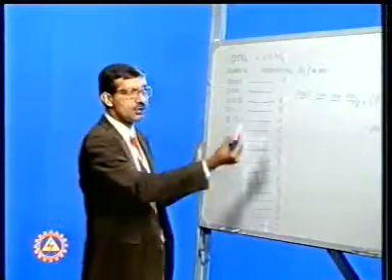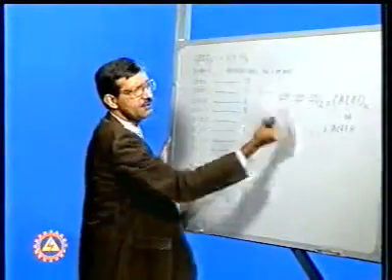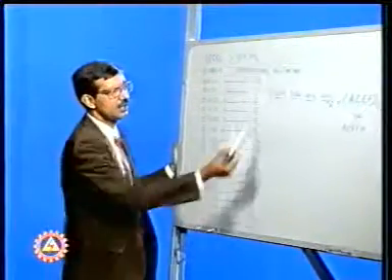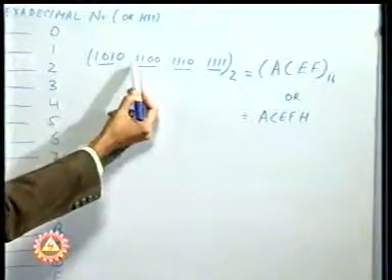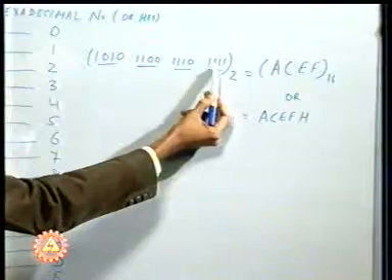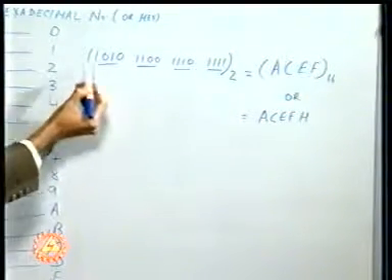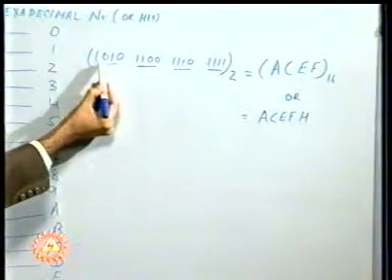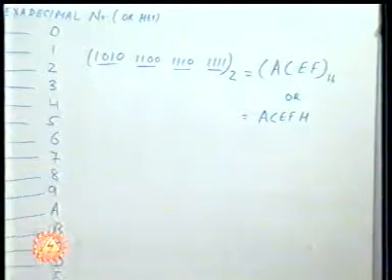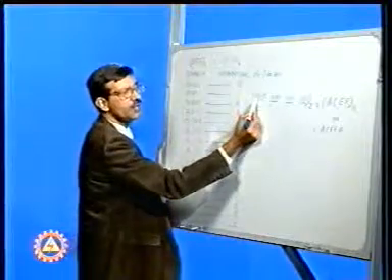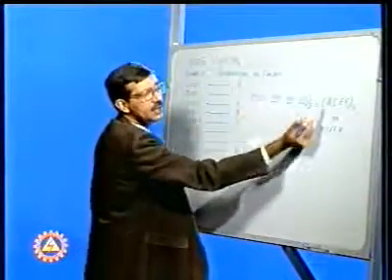Now let us try to convert a binary number which is available to us into the hexadecimal number system. Let us take 1010, 1100, 1110, and 1111. The first 4 bits which we have are 1010. Corresponding to these 4 bits, we can look up from here and see that the equivalent of 1010 in binary is A in hexadecimal. So accordingly, we can replace 1010 by A here.